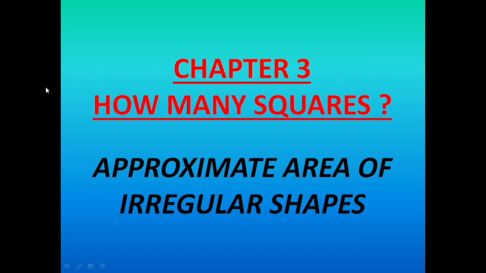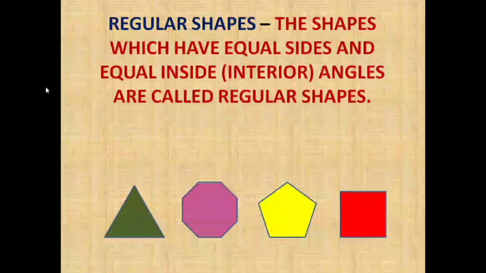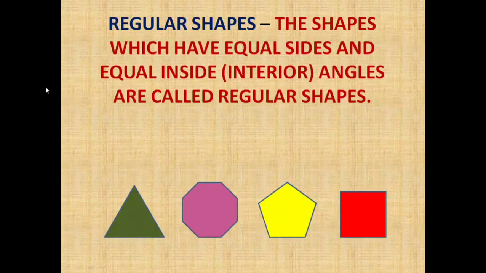Now, before we learn this new concept, let's learn the meaning of regular and irregular shapes. Regular shapes are those shapes which have equal sides and equal inside or interior angles. So such shapes are called regular shapes. Now you might be thinking, what are inside or interior angles?